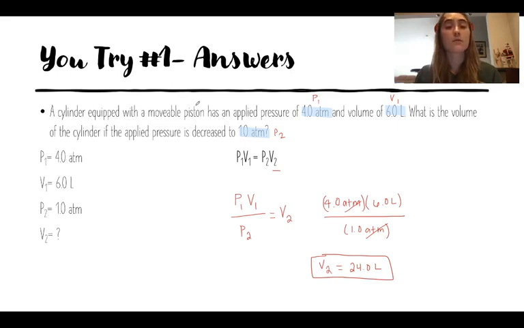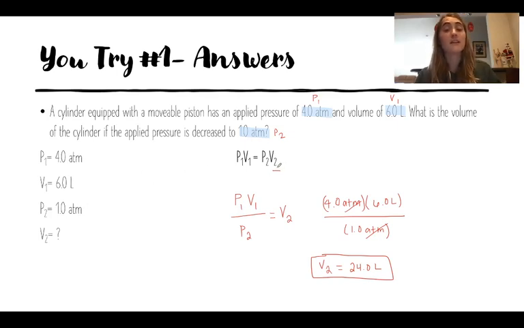A cylinder equipped with a movable piston has an applied pressure of 4 atm and a volume of 6 liters. What is the volume of the cylinder if the applied pressure is decreased to 1 atm? So I have a cylinder where I'm changing the volume. So my initial pressure is 4.0 atm, and I wrote that in. My initial volume is 6.0 liters, V1. What is the new volume of the cylinder if the applied pressure is decreased to 1.0 atm, my new P2. So I have to rearrange this equation.